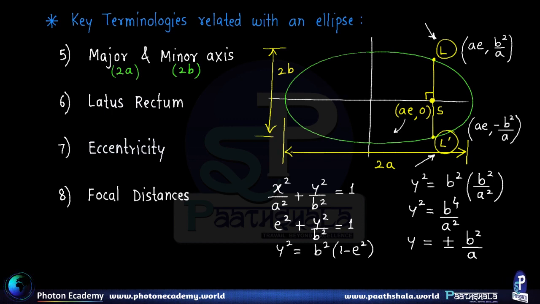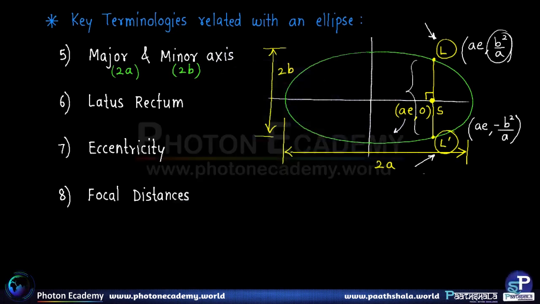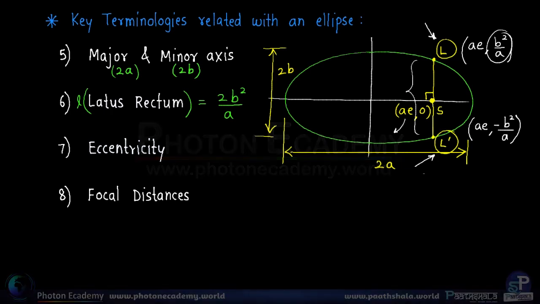Alright, so therefore these are the extremities of the latus rectum, and hence if you want to find the length of the latus rectum, it is clear that the total distance is 2 times b square upon a. So therefore the length of the latus rectum is given by 2b square upon a for this ellipse. Right. Then eccentricity e.